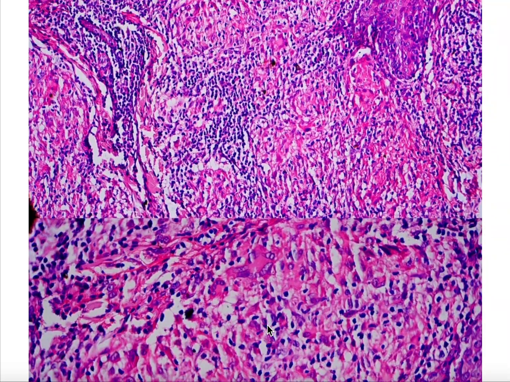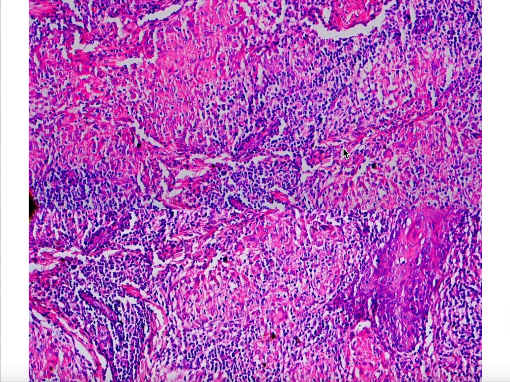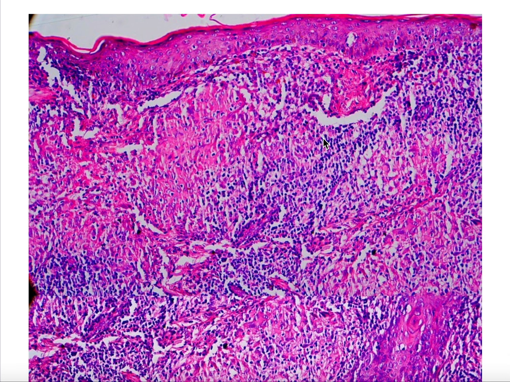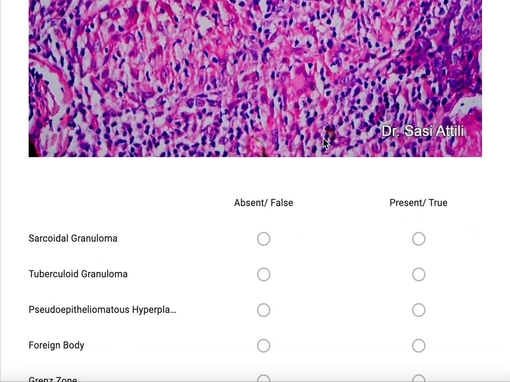Grenz zone is absent. Grenz zone typically refers to a zone of epidermal sparing, or papillary dermis sparing. Here, there is no sparing of the papillary dermis. The entire dermis is involved. So there is no Grenz zone.